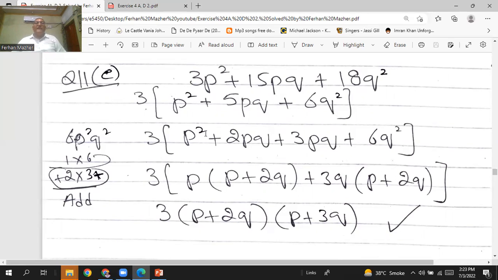So 3 square bracket, from these two terms, you can see p is common. Inside the bracket, you will have p plus 2q. From these two terms, 3q is common. So in the bracket, you are left with p plus 2q, bracket close, square bracket close. From this term and this term, you can see that p plus 2q is common. From here you will have p, and from here you will have 3q in the other bracket. So this is how you will solve question number 11 and its E part.